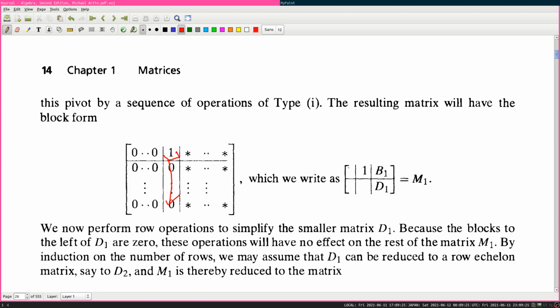Which we will write as 0. These are all supposed to be 0. You have something here called B1, which you don't care about, something called D1. Now, by recursion, you just simplify D1.